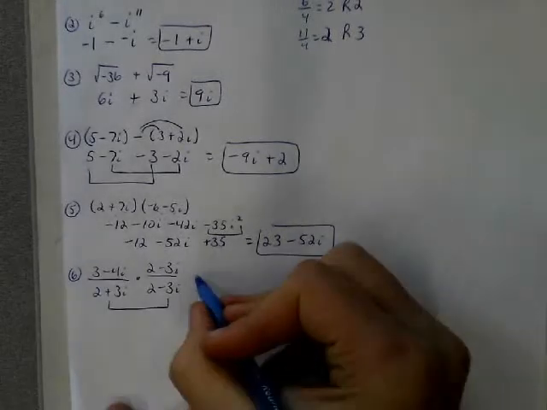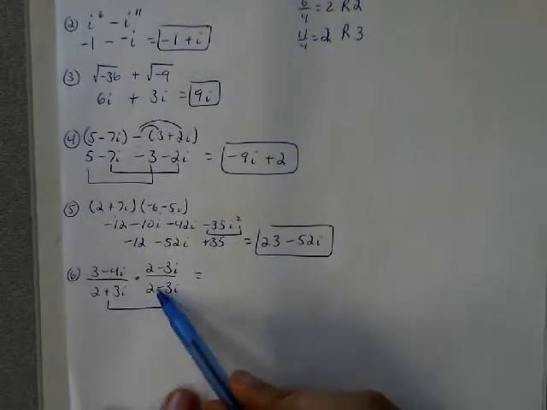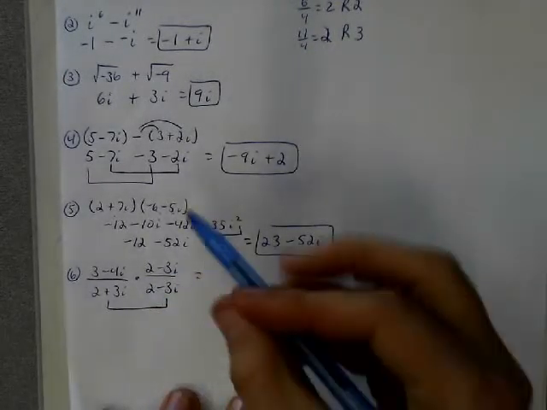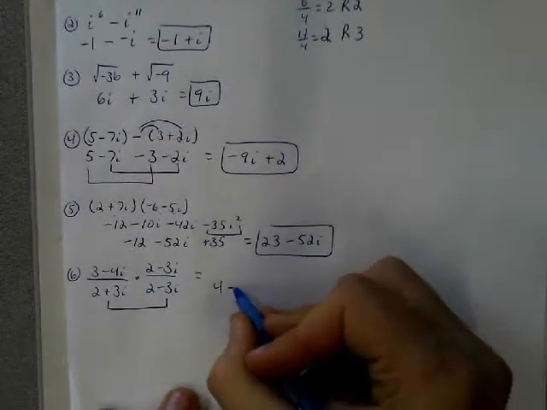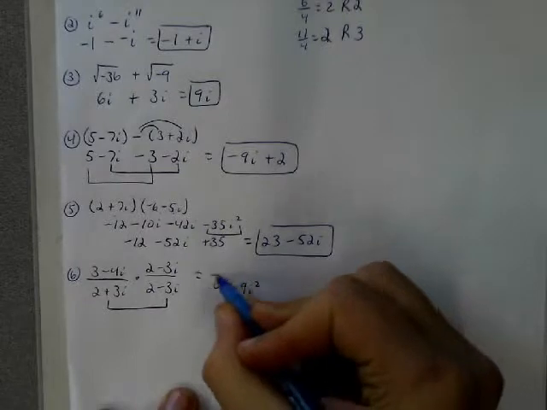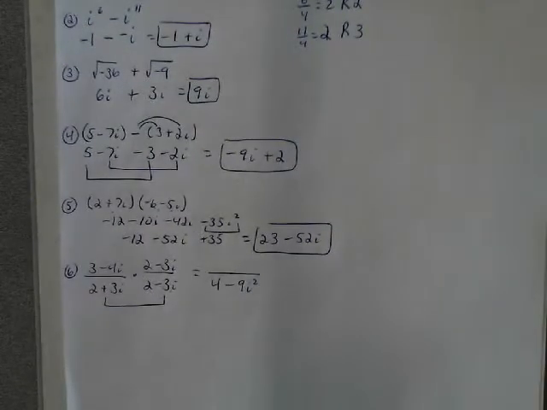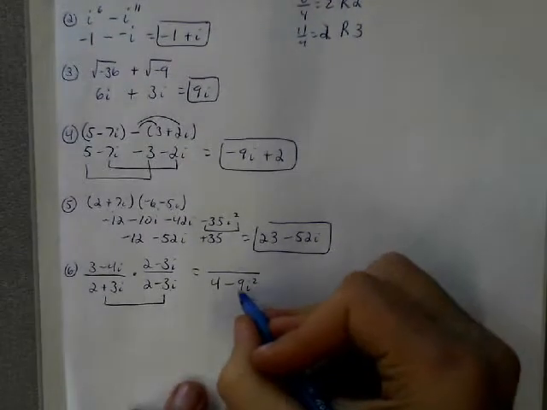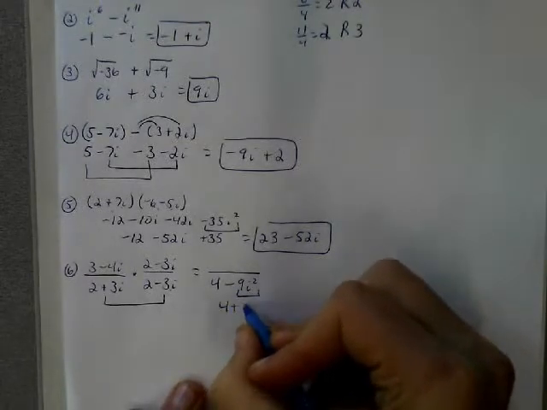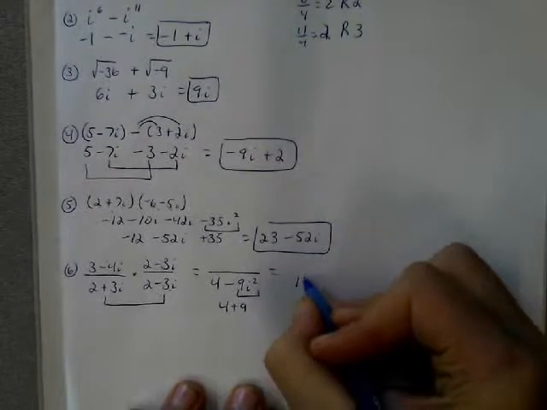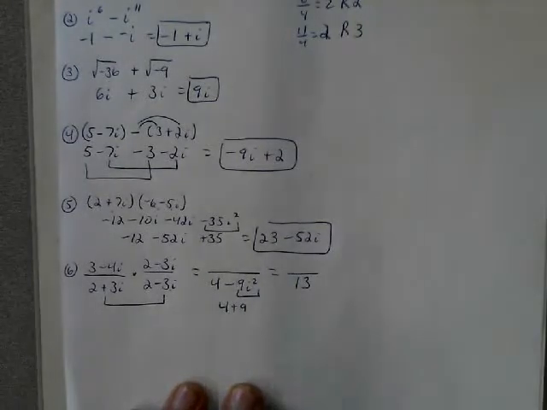When we multiply it, the bottom is the easy one because we have a difference of squares. We get 2 times 2, which is 4, and we get 3i times negative 3i, which is negative 9i squared. Again, we still have an i in that denominator, but if you remember, i squared is negative 1, so this is really 4 plus 9, which gives us 13. So all we have to do is work on the top now.